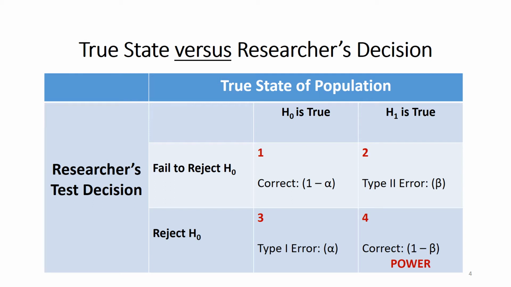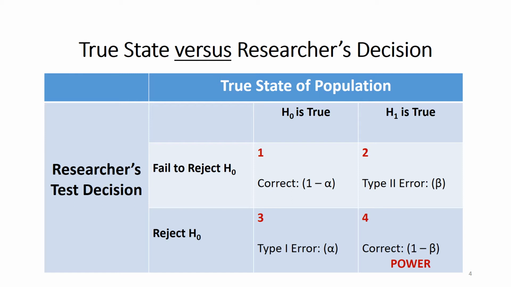So either the null hypothesis is true, in fact, and there's no effect, no difference, or the research hypothesis is true and there is some significant effect or significant difference. This comparison and contrast between the researcher's test decision and the true state of the population creates four possible outcomes. What we see here are four boxes numbered with red numbers. So 1, 2, 3, 4. Those are the four possible outcomes of a hypothesis test.